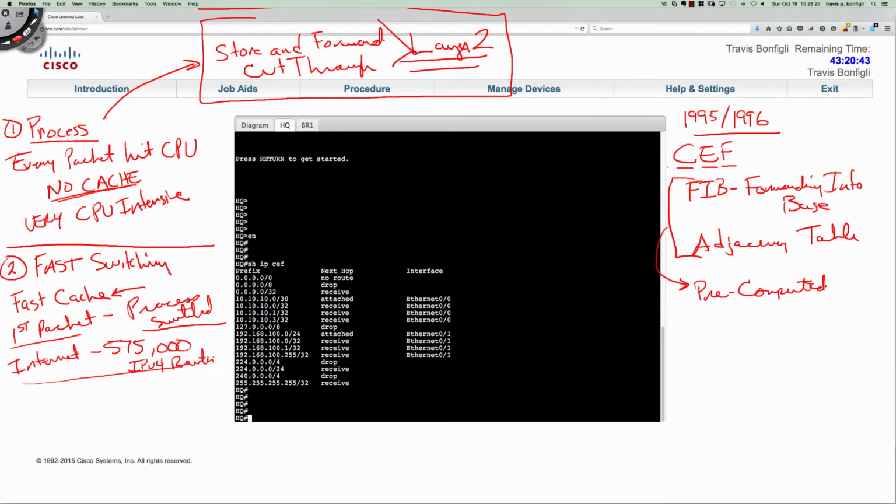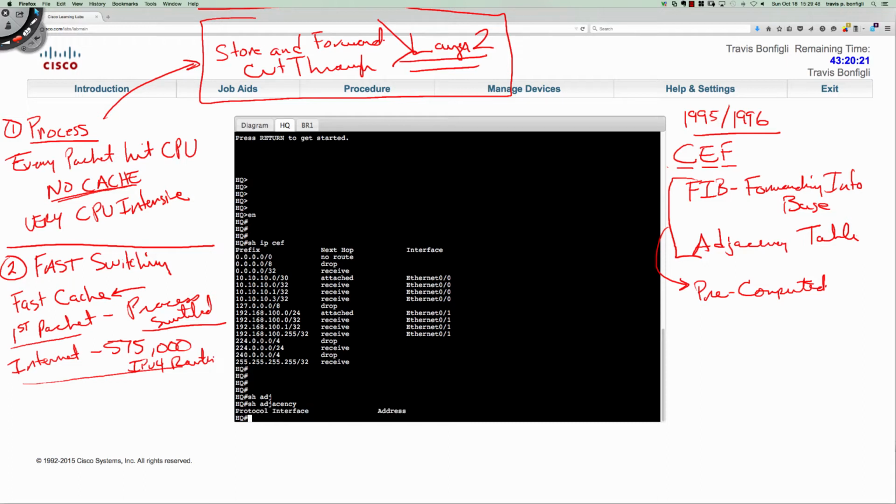Now this is going to show us a bunch of different output here, and as you can see, we have some entries that are listed as drop, or no route, receive, attached, and we'll talk about those in a second. We also want to take a look at the adjacency table, so I'm simply going to say show adjacency, and as you can see, there's no output right now.